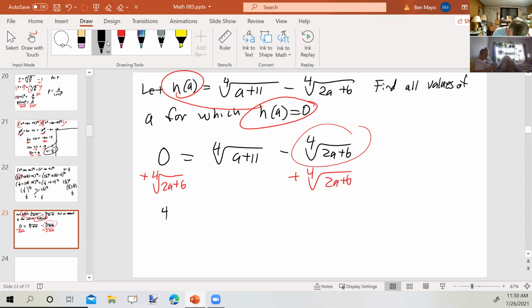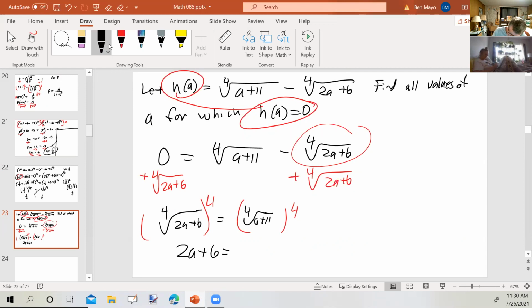So now what do I have? I have the 4th root of 2a plus 6 equals the 4th root of a plus 11. I'm going to raise both sides to the fourth power, and I get 2a plus 6 equals a plus 11. Subtract a from both sides, and I get a plus 6 equals 11. Subtract 6, a equals 5.